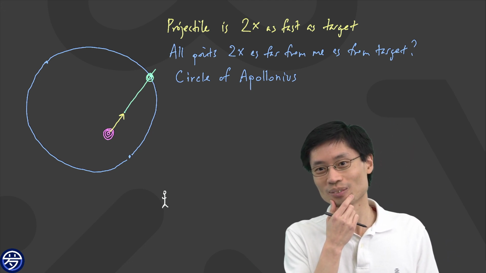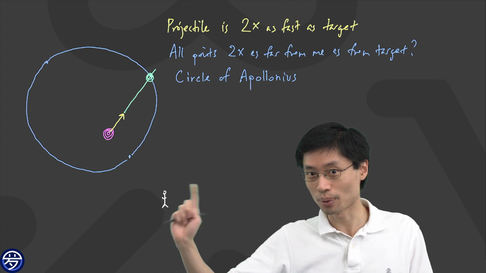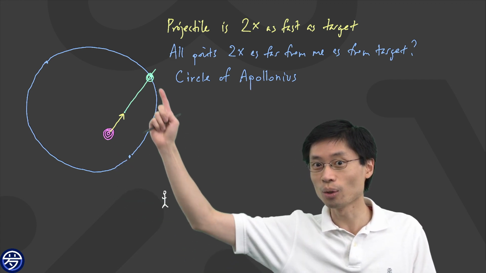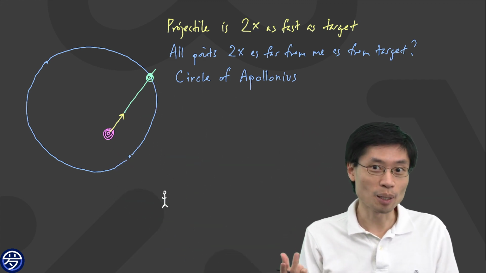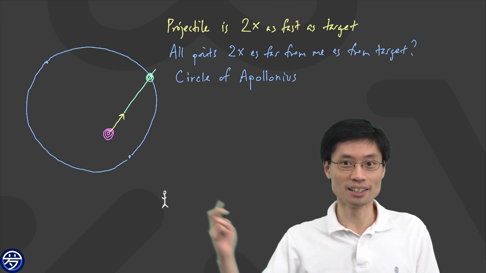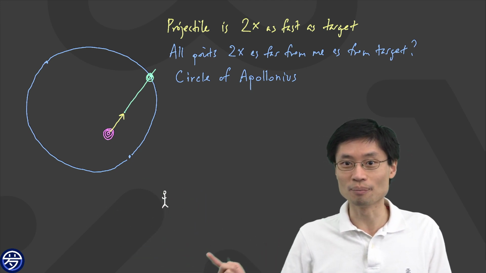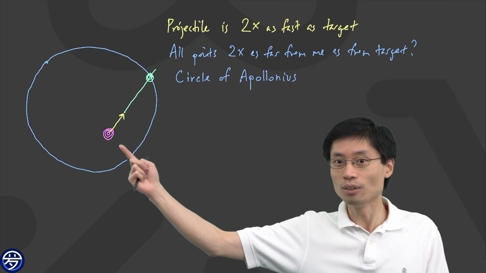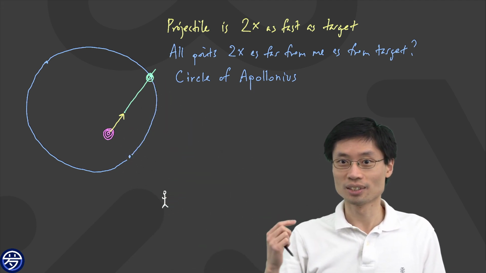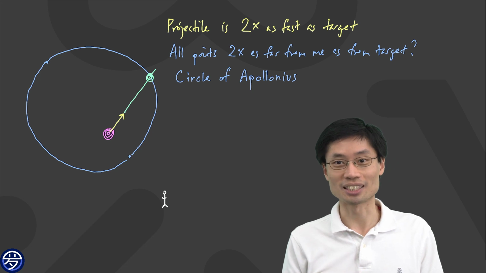There's only one catch here. If my projectile is faster than the target, I'll always have a point that works. If my projectile is slower than the target, then my circle of Apollonius might be around me, and there might be no point where this line hits the circle. That just means you can never catch it.